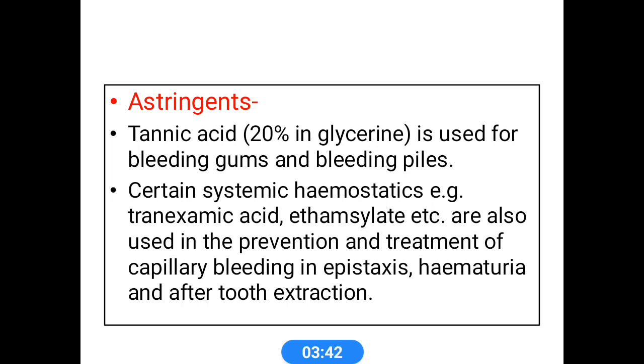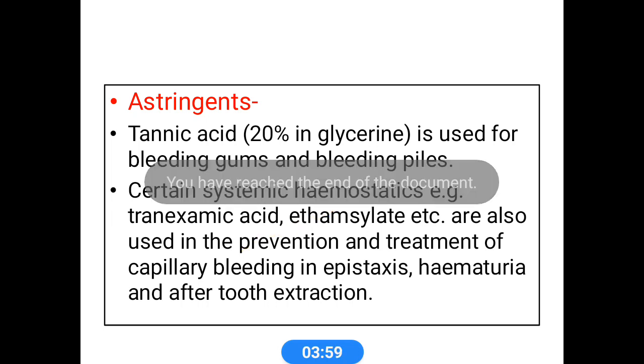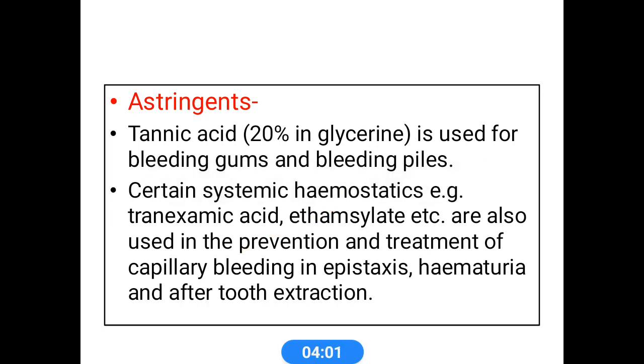Certain systemic hemostatics, examples are tranexamic acid, ethamsylate, etc. These are also used in the prevention and treatment of capillary bleeding in epistaxis, hematuria, and after tooth extraction. These are some important styptics that are commonly used. Their main role is to arrest bleeding. Okay, thank you.